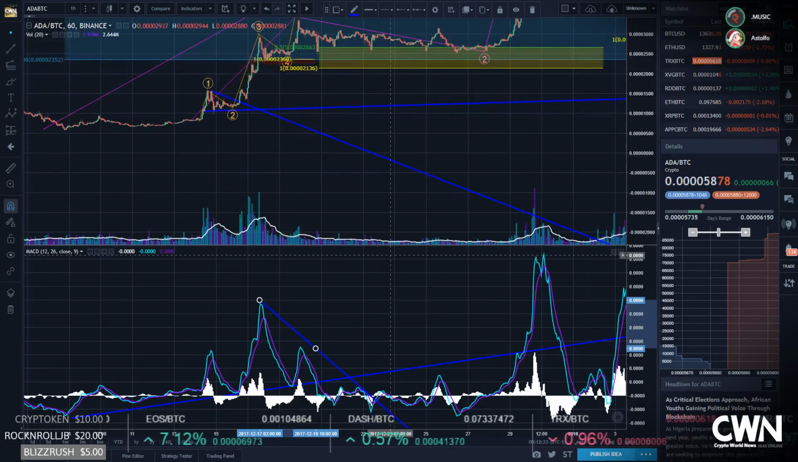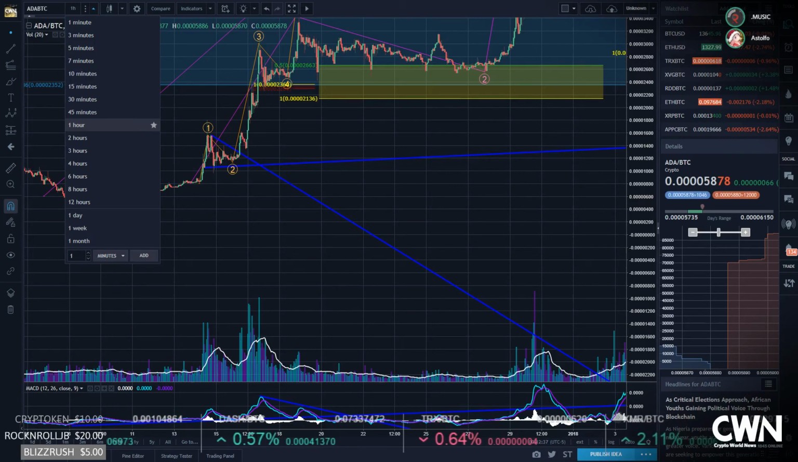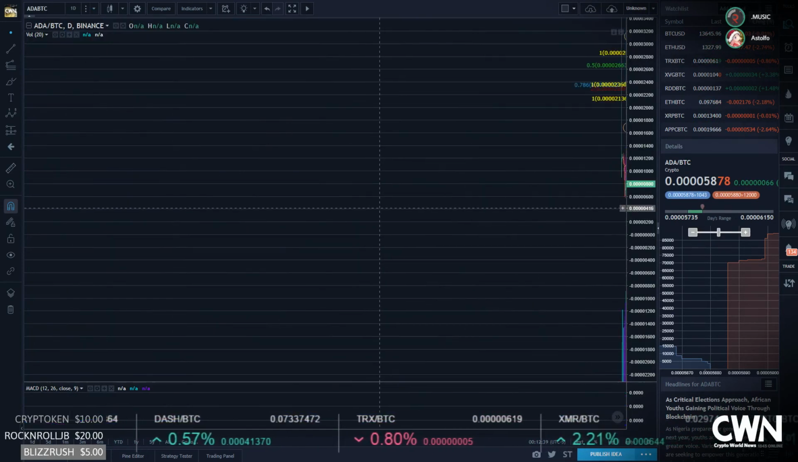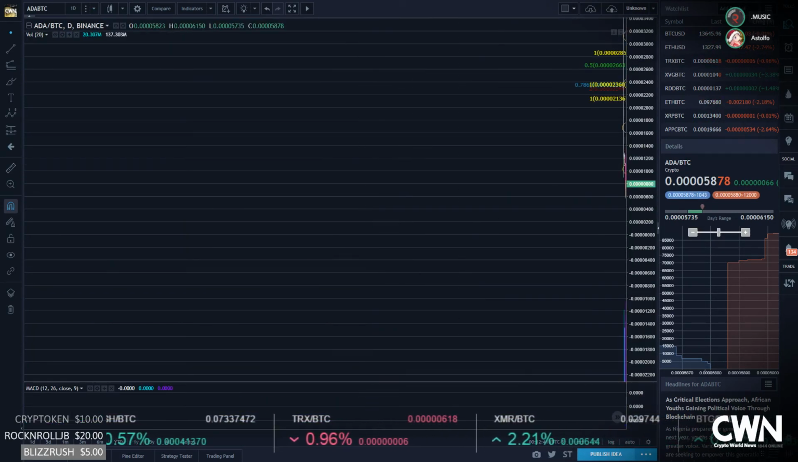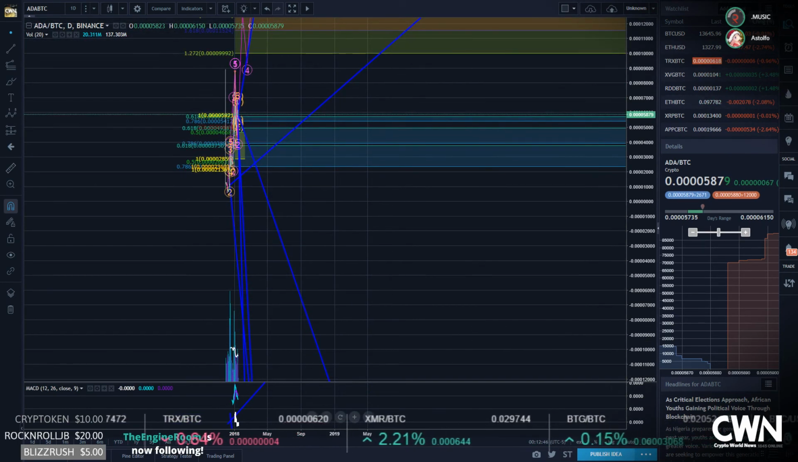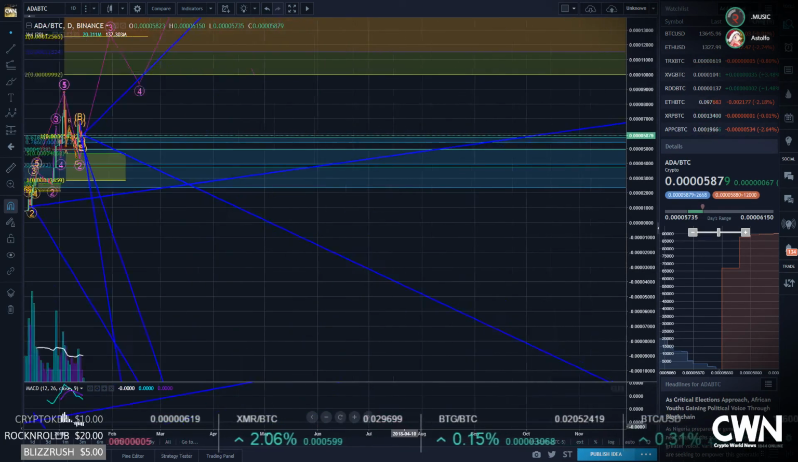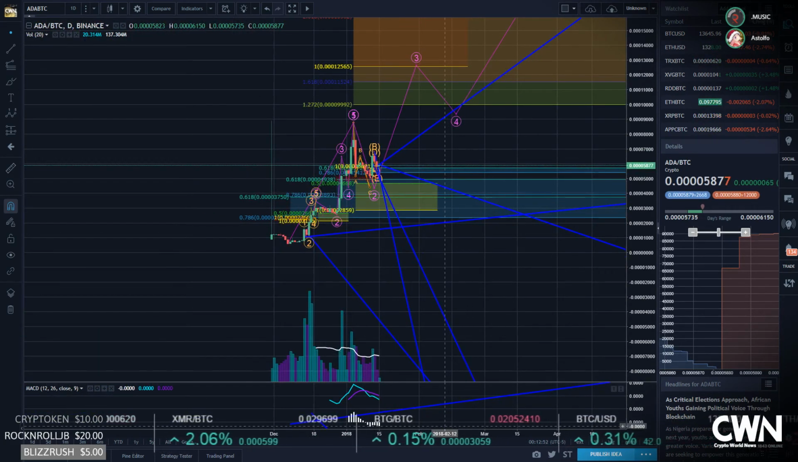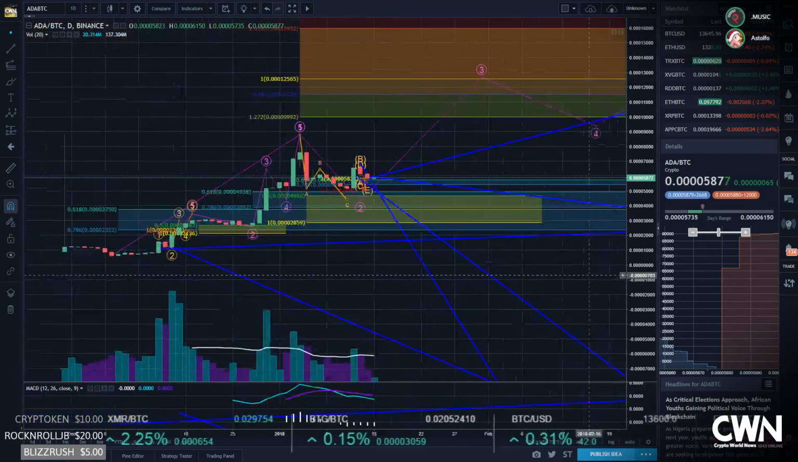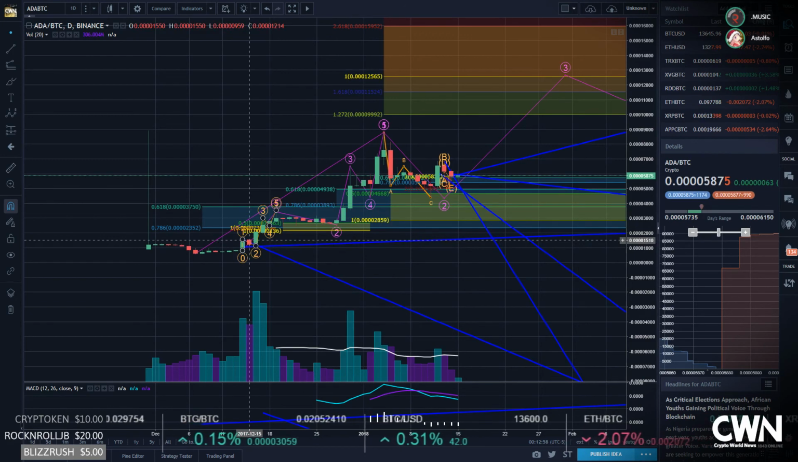But this whole movement, this whole market, if we zoom out on the daily, this whole market started on a very tiny micro 1, 2 on the hourly chart. So that's a pretty nice wave 1. And here's that little micro 1, 2 right there.